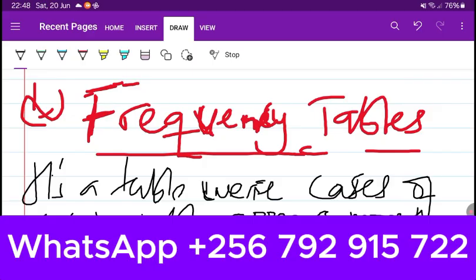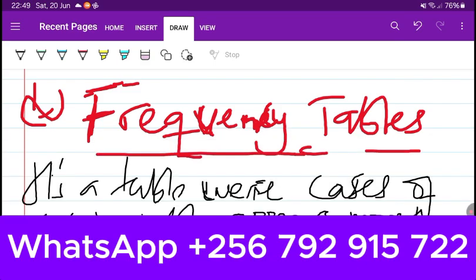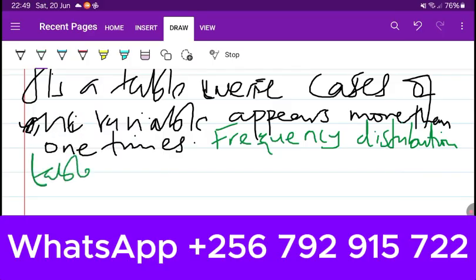And we do this into what we call the frequency distribution. Those tables are called frequency distribution tables. So the frequency distribution tables are the ones that we are going to use.